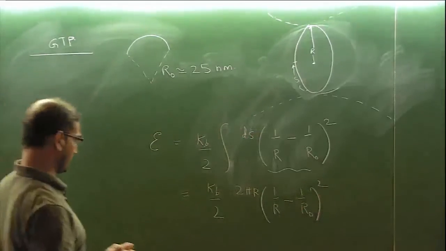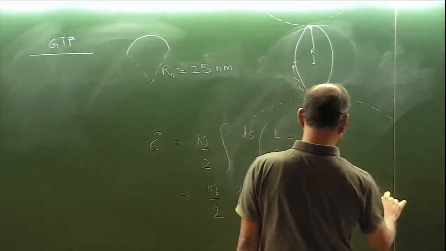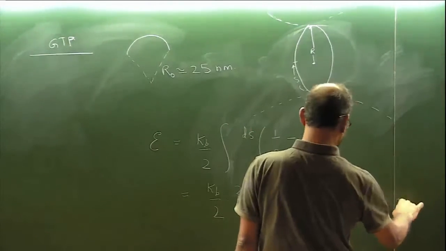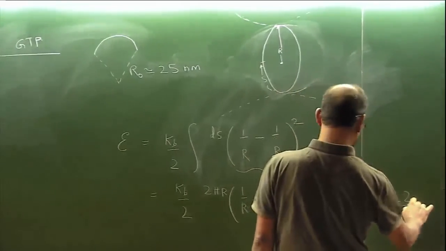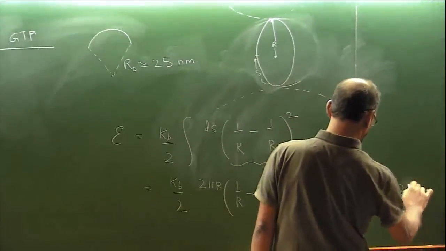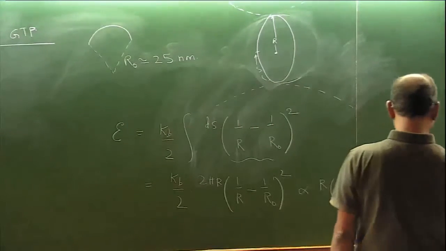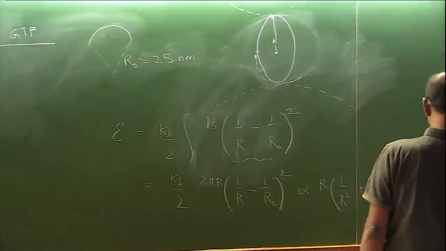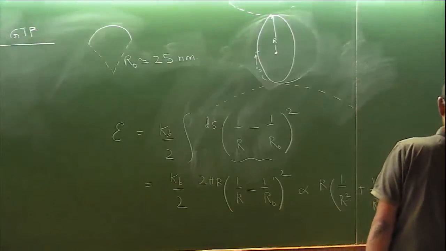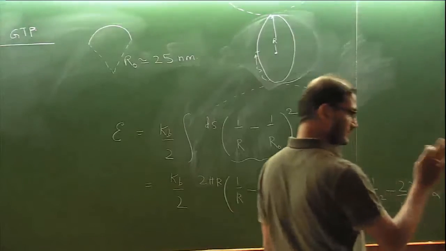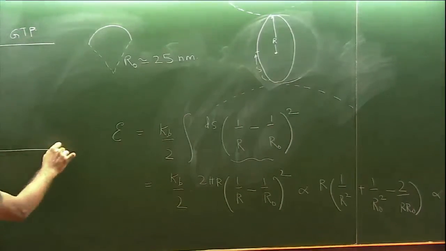You can just expand it. You can forget all the constants. So this is proportional to r times (1 over r squared plus 1 over r naught squared minus 2 over r r naught), of which the only r dependent parts will be, let's say, 1 over r, and then there is an r over r naught squared. The last term becomes a constant. So let us sort of take it from there.